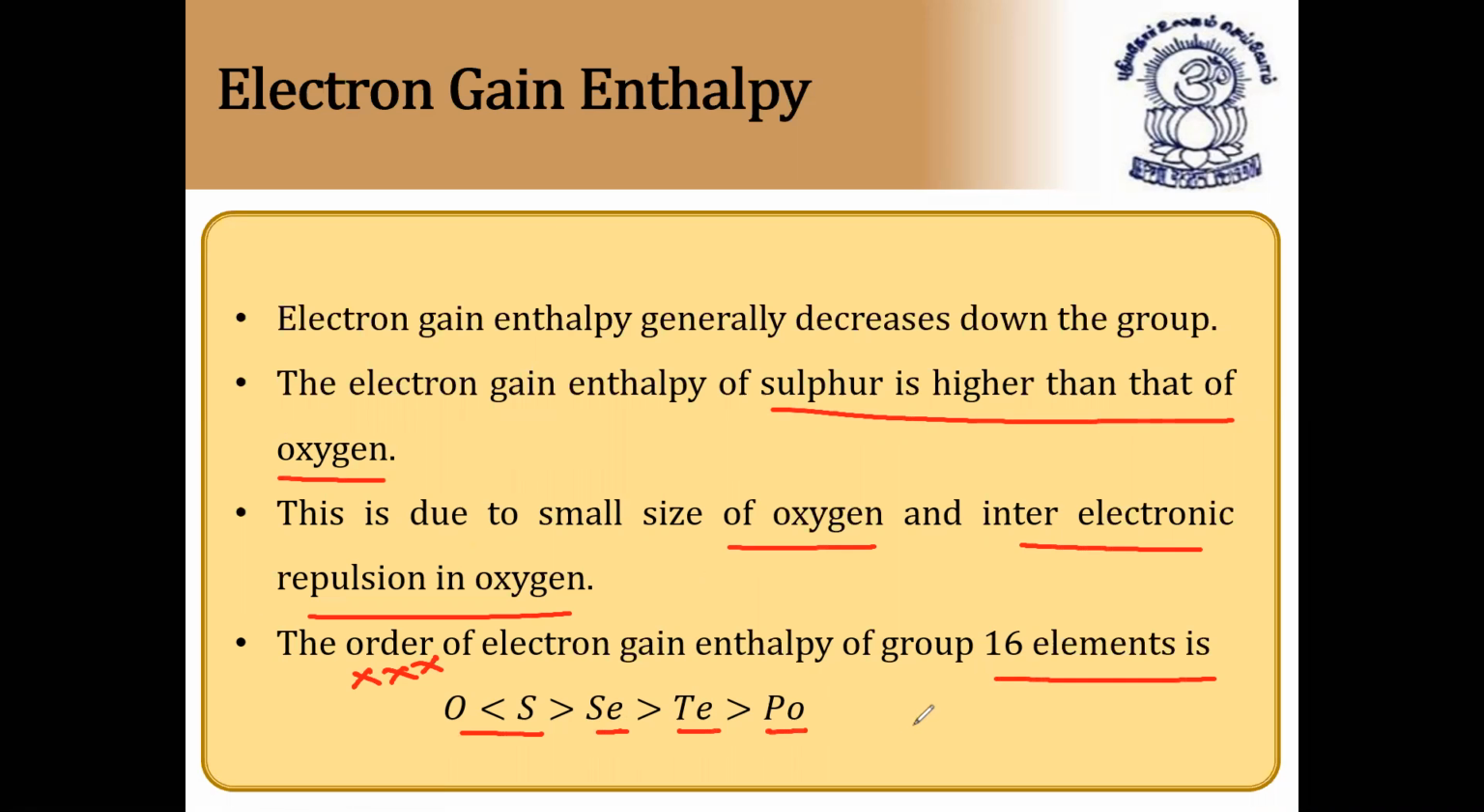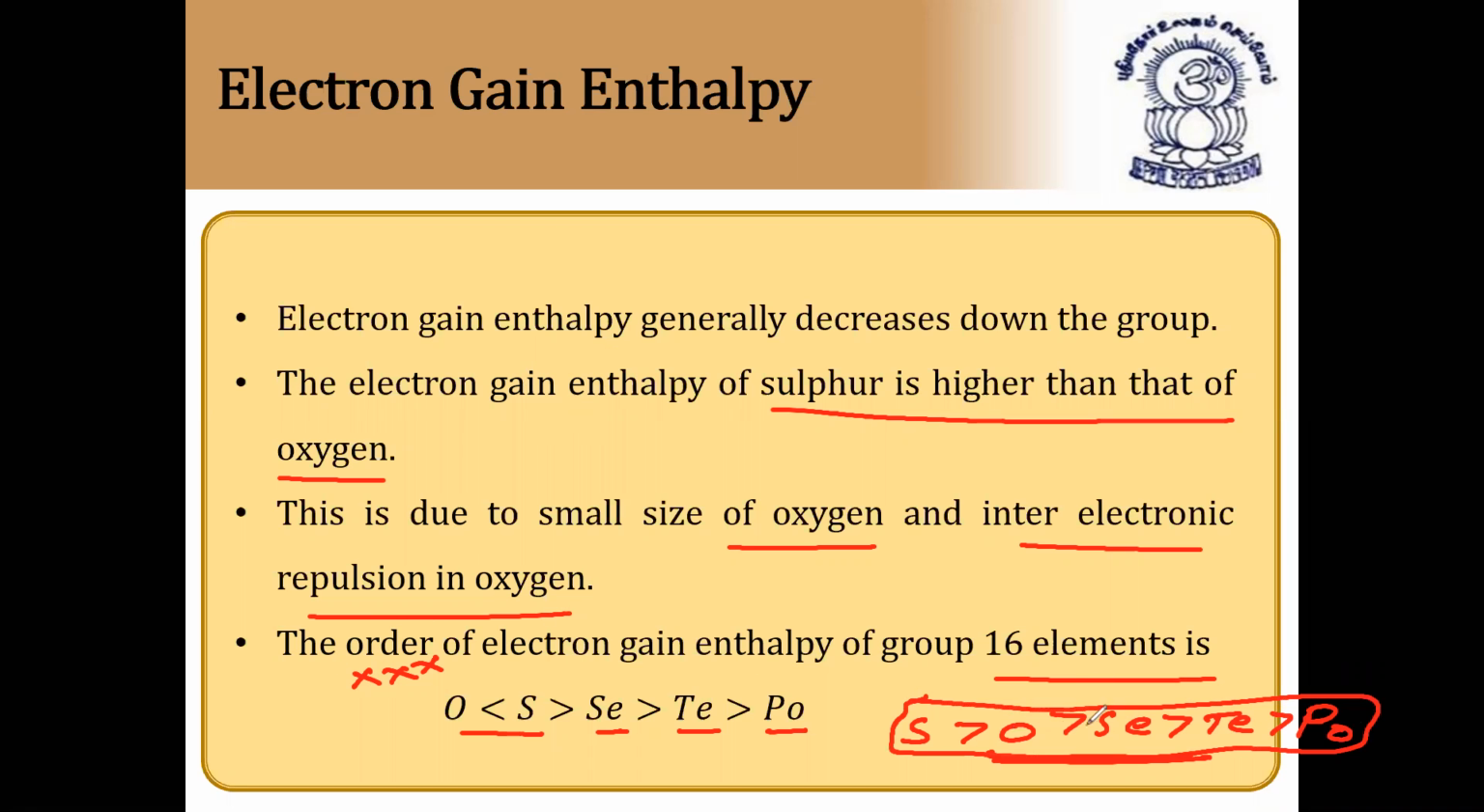So the order is simply direct. We can write sulfur is greater than oxygen, greater than selenium, greater than tellurium, greater than polonium. So this is the electron gain enthalpy order of group 16 elements. Actually, it is not Pp, it is called polonium, so I'm writing it again. Usually you use Pp, that's why I'm writing like this, but it is polonium. So this is the electron gain enthalpy order of group 16 elements: sulfur greater than oxygen, greater than selenium, greater than tellurium, greater than polonium. I hope it is clear.